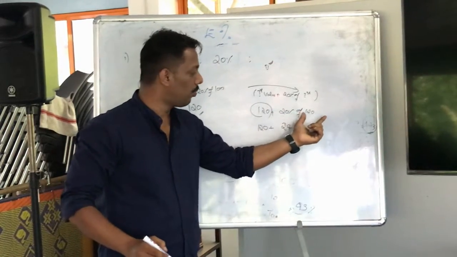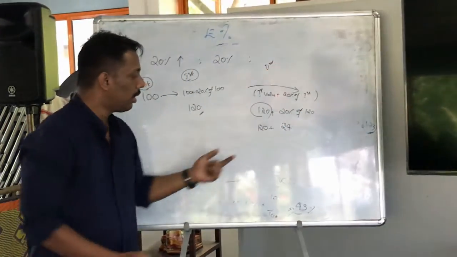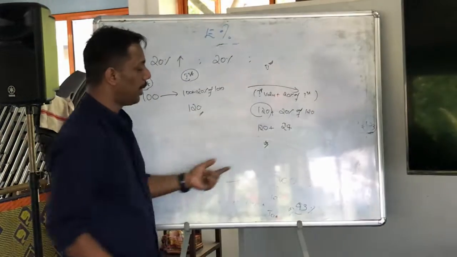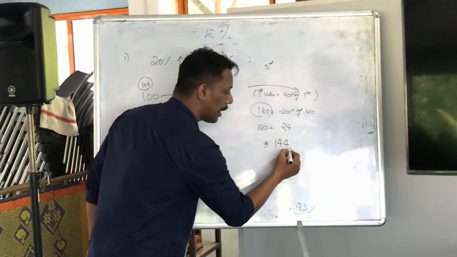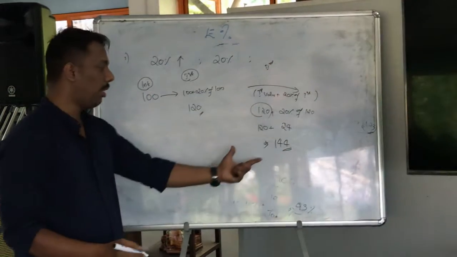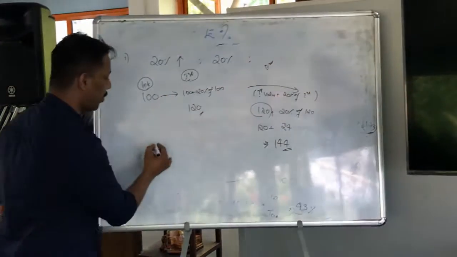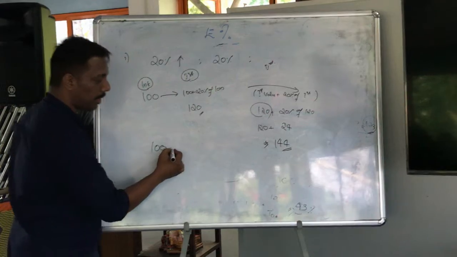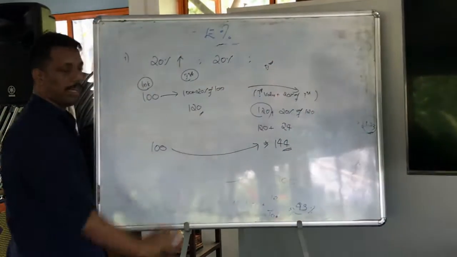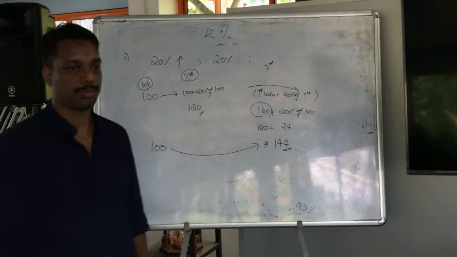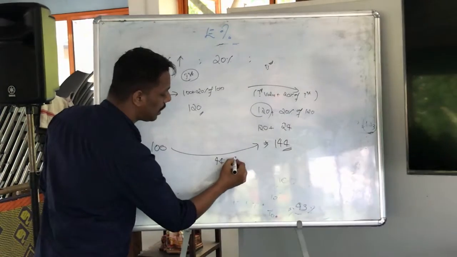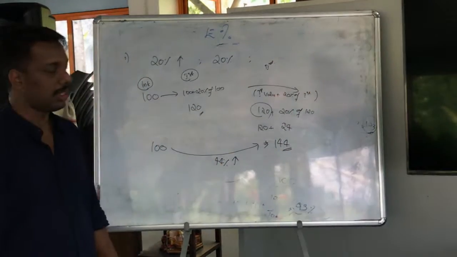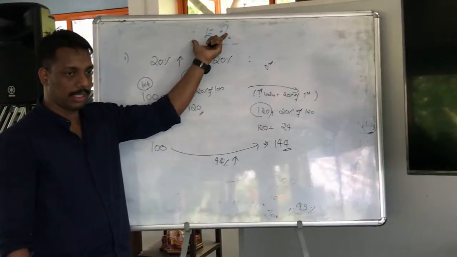20% of 120 is 24. Then the final answer will be 120 plus 24. So you will get 144 as your final value. If the initial value is 100, the final value is 144. So how much increased? 44% increase. This is the effective percentage change.